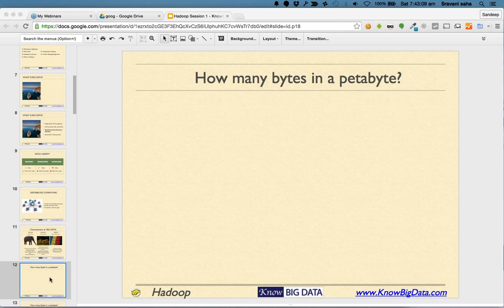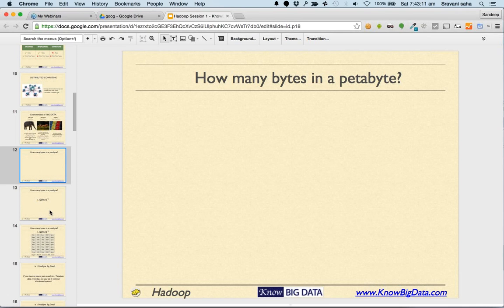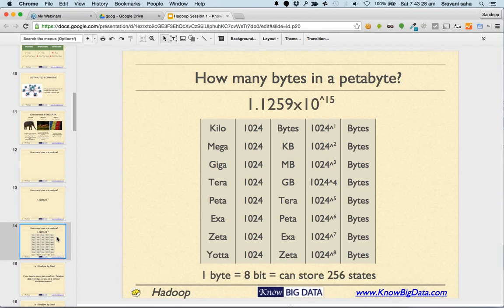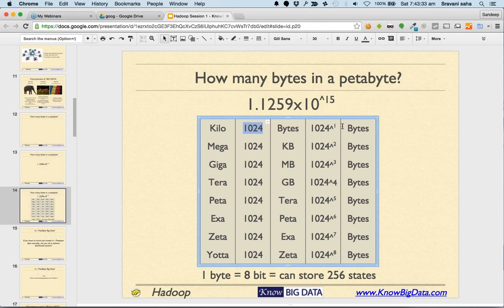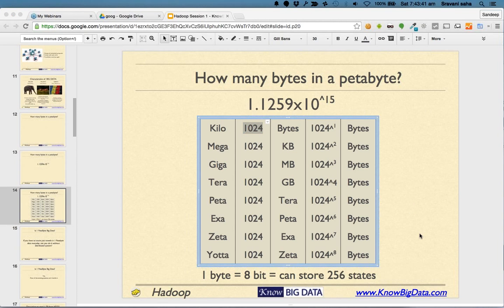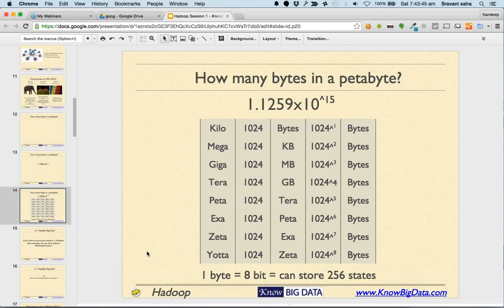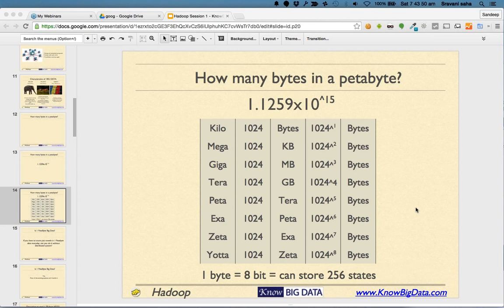So a petabyte is 1024 terabytes. And a terabyte is 1024 gigabytes, and a gigabyte is 1024 megabytes, and a megabyte is 1024 kilobytes, and a kilobyte is 1024 bytes. So this is what it is, 1,000 times the previous one. Yeah, it's around 1,000 times. Billion. So most of you have answered correctly.